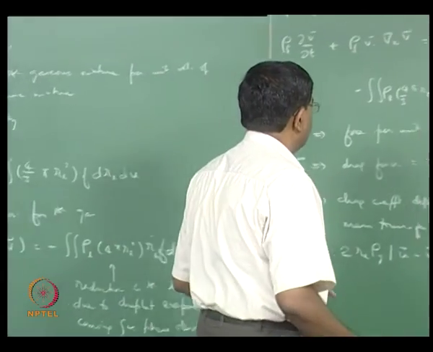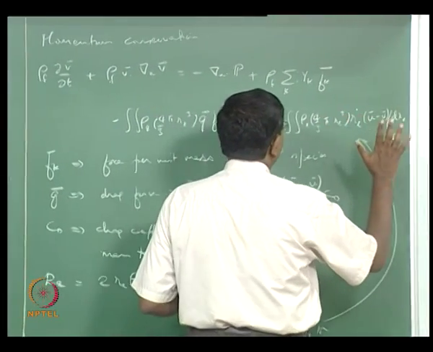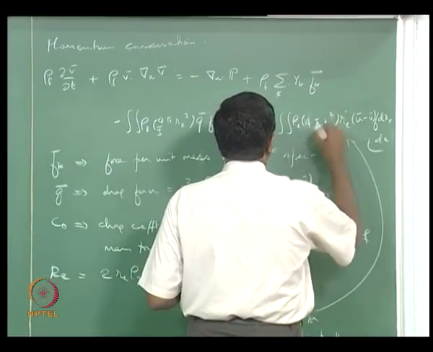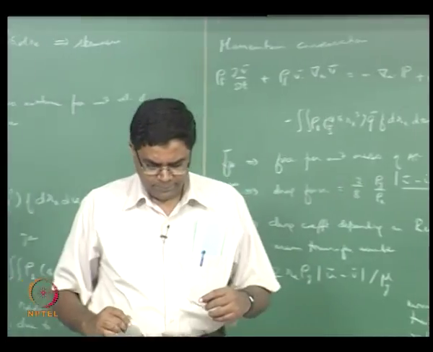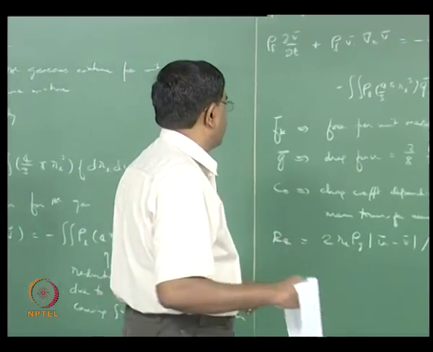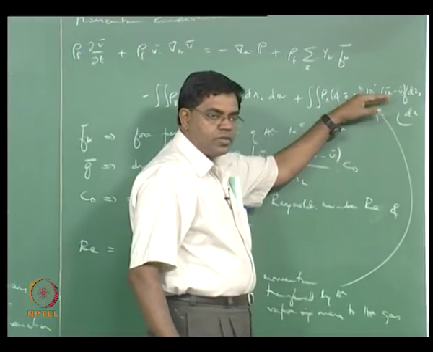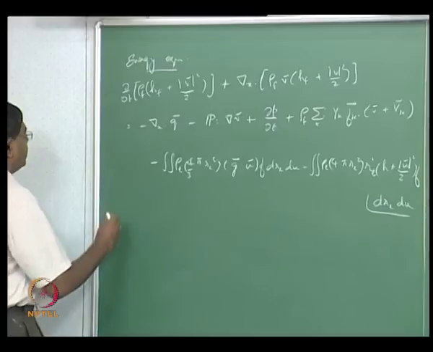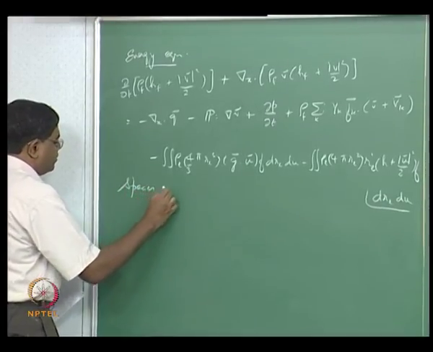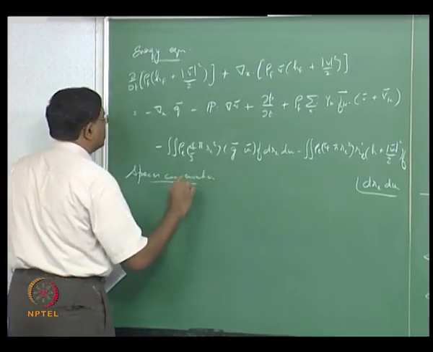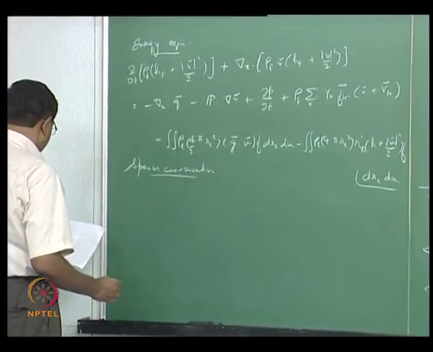We need to go back and check here. I think this must be 4, this must be 4 pi RL squared, because we are looking at the surface evaporation. Okay. And then finally we have the species conservation, which is rather straightforward.